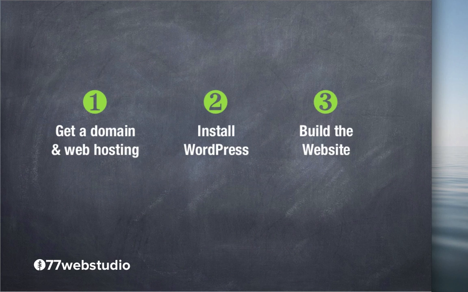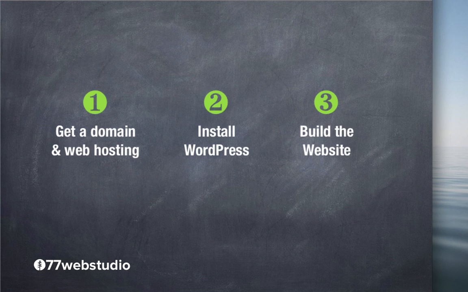So what are the steps we need to take to create this WordPress website? Well, number 1, we need to get a domain name and the web hosting. Step number 2, we need to install WordPress. And step number 3, we need to build out the website. So let's take care of step number 1 by heading over to HostGator to take care of getting the domain name as well as the web hosting.